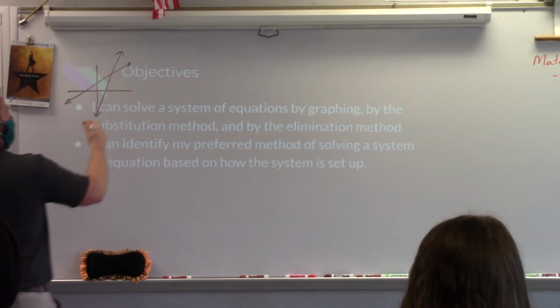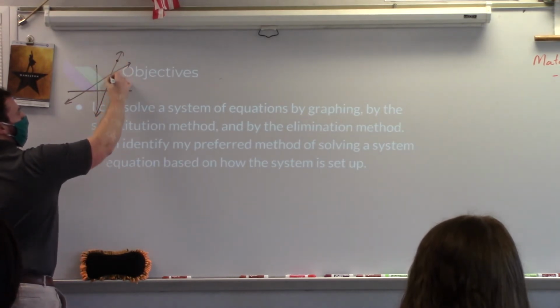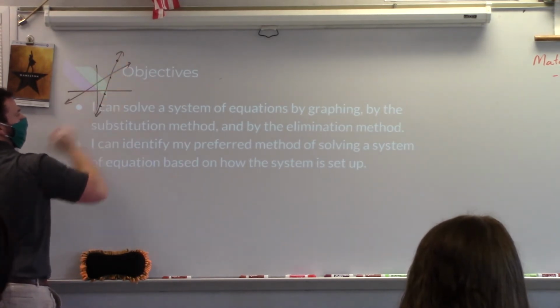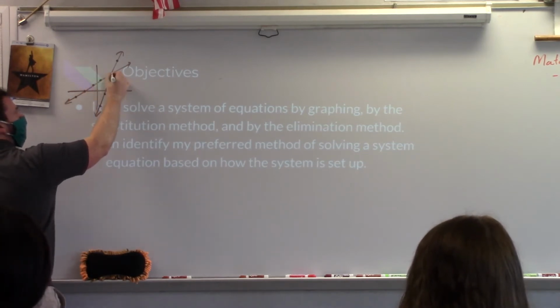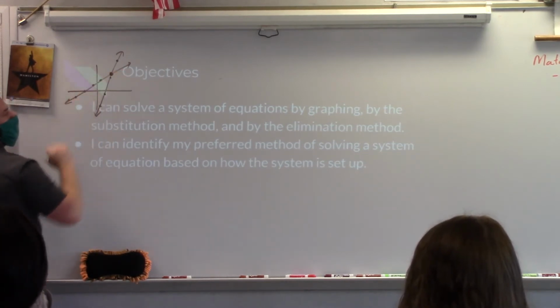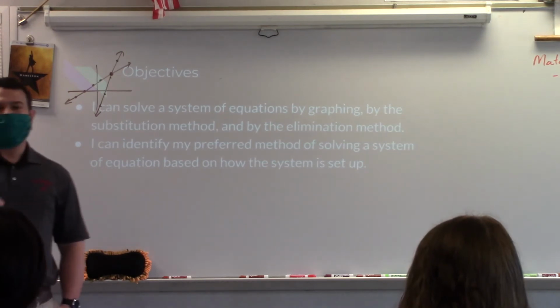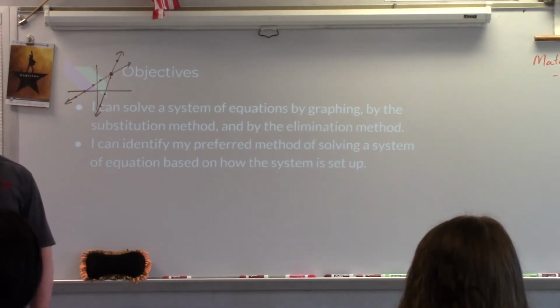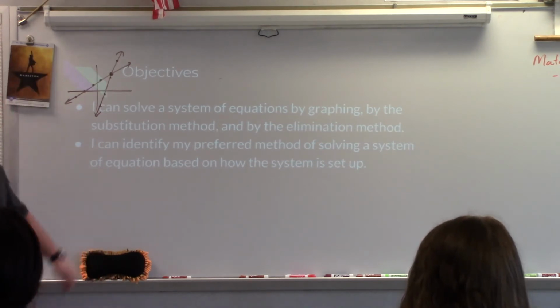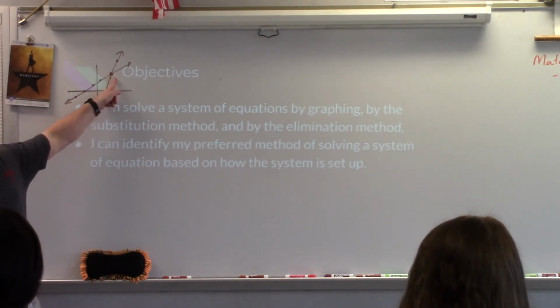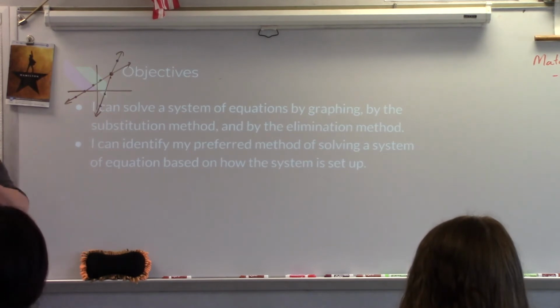Remember, every point on this line right here makes that equation true. Every point on this line makes this equation true. So this point of intersection makes both true. Even if you're using the substitution method or the elimination method, what are you still looking for? The solution, which is the point of intersection, right? The substitution and elimination methods are just algebraic ways to find it, but you also have the graphical way.